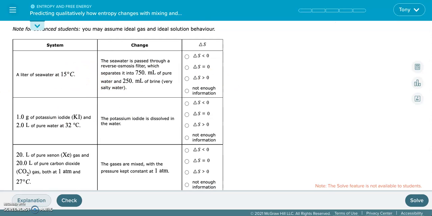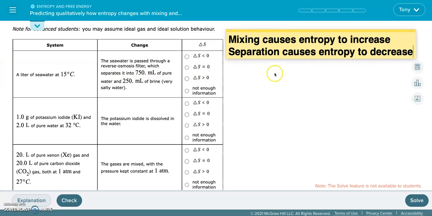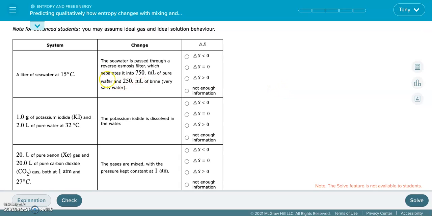To start, I really did just want to try to simplify this a little bit. Mixing causes entropy to increase. Separation causes entropy to decrease. I think if we just keep that in mind, that's sort of the key thing for going through these. And sometimes we have to interpret what's going on with the change, but this is the main thing to keep in mind. Mixing, increase, separation, decrease. All right, so let's go ahead and jump into it.